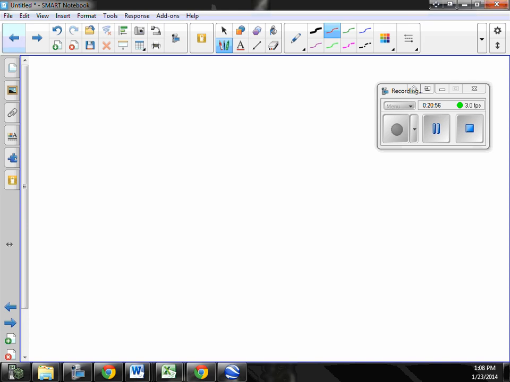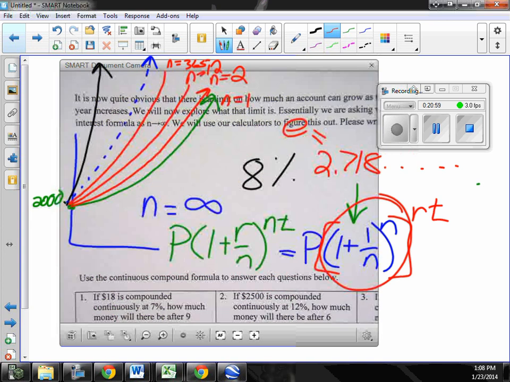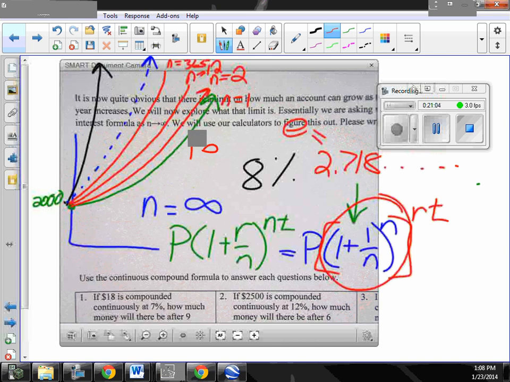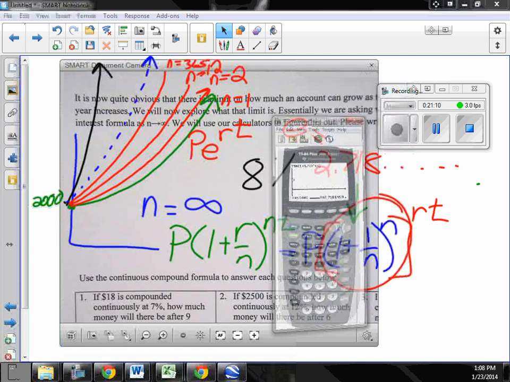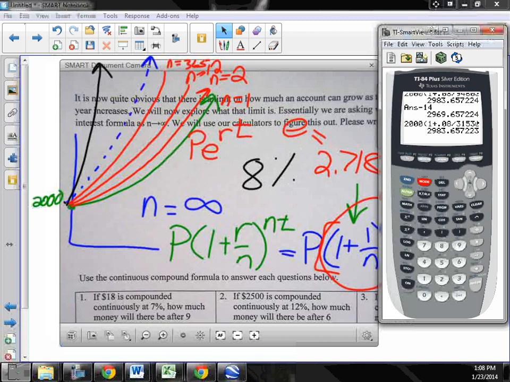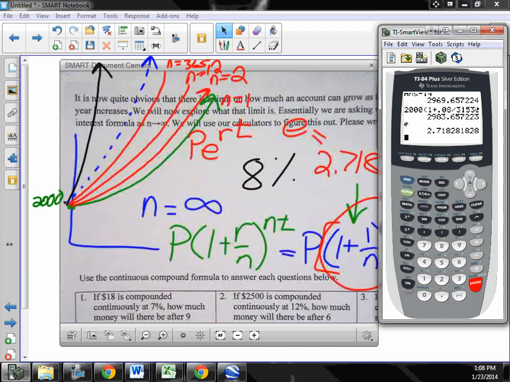So, going back here, the graph of the blue dotted curve is actually P times E to the RT. So, you look at your calculator, above the divide key is an E. So second E, 2.718, which is what we figured out by the graph. Now, this is a number very similar to pi. It's irrational, it goes on forever, it shows up all over in mathematics, especially in calculus.